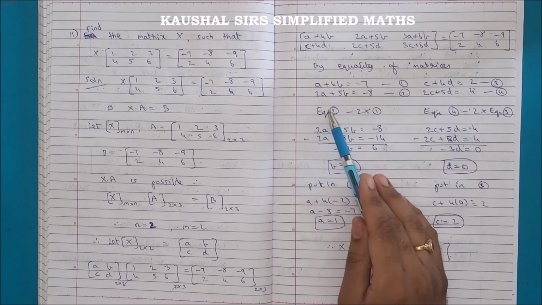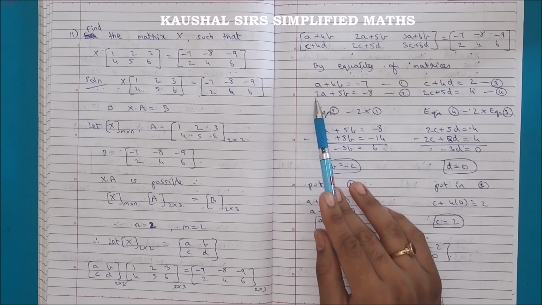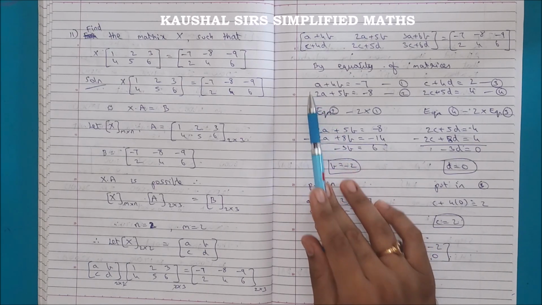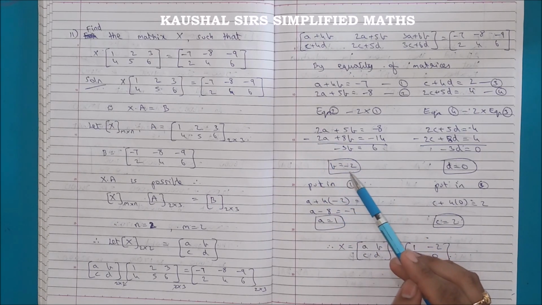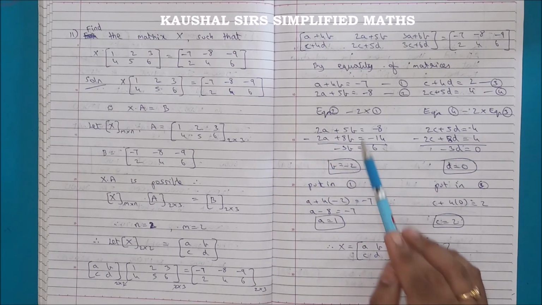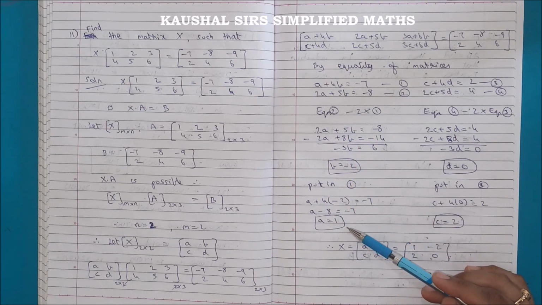Okay, if you want to eliminate a now, what we are going to do is equation 2 minus 2 times equation 1. If you perform that operation, a will get eliminated and you get the value of b as minus 2. Now put this value of b in equation number 1 and you get the value of a.